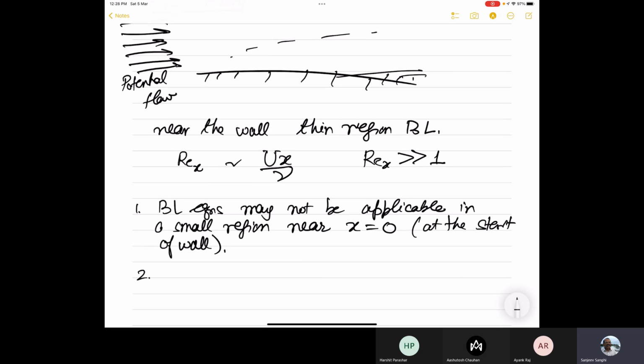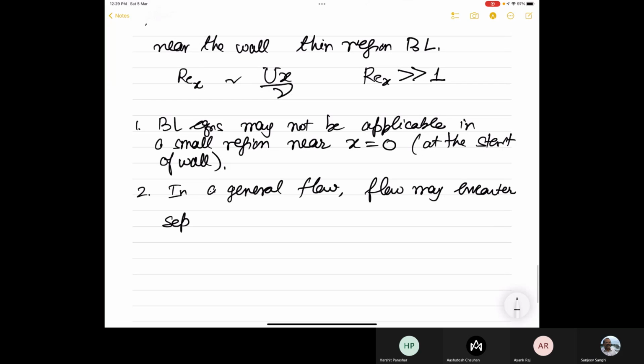Secondly, in a general flow, not a flat plate, flow may encounter what is called separation. Have you seen this term before? Flow separation. Any idea what it is? Student: In a pipe, when the cross section of the pipe increases with length, then it may occur that water will separate from the boundary.